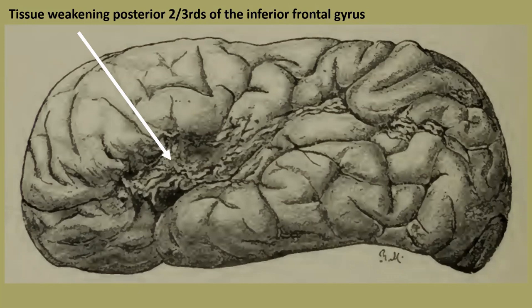So Pierre-Paul Broca observed tissue weakening or softening in the posterior two-thirds of the inferior frontal gyrus, so the lowest gyrus along the frontal convexity of the brain. And this is actually a drawing. I do not really know if it was the drawing that is often reprinted, but I believe it was first used by Pierre Marie and not by Paul Broca, but never mind that.